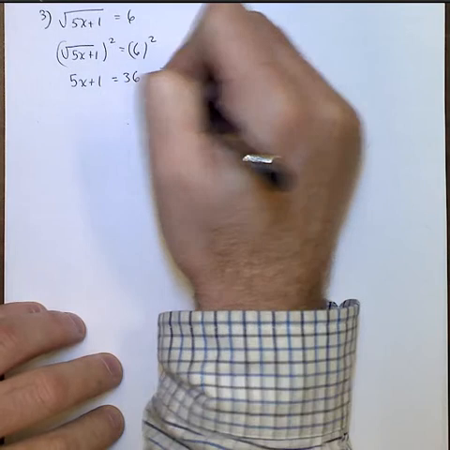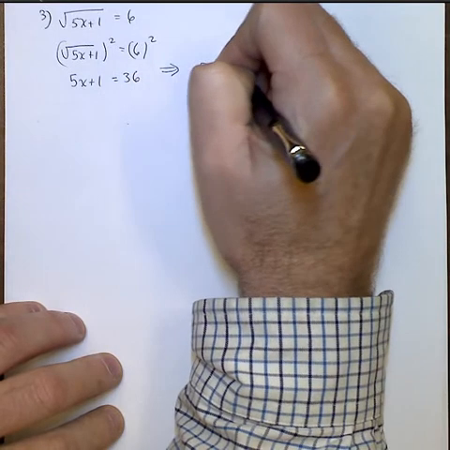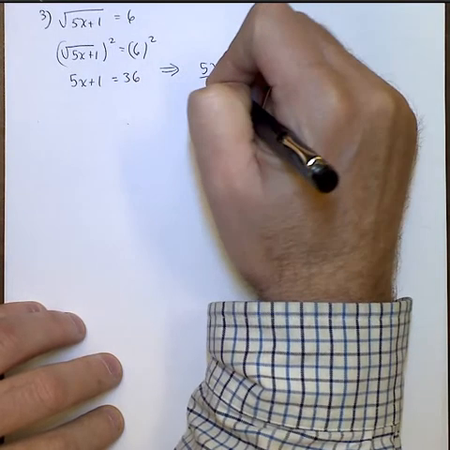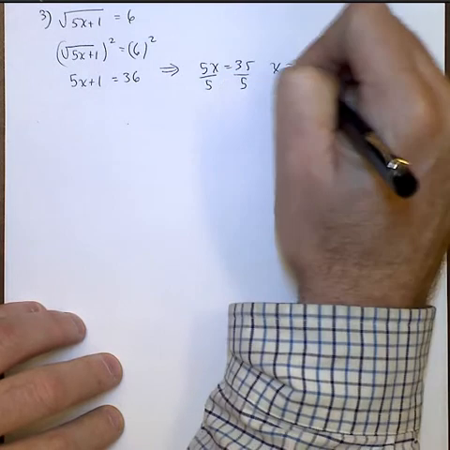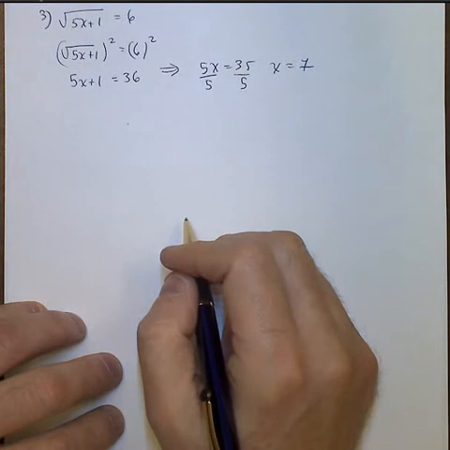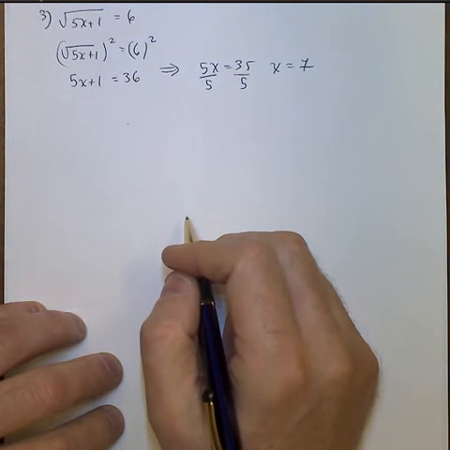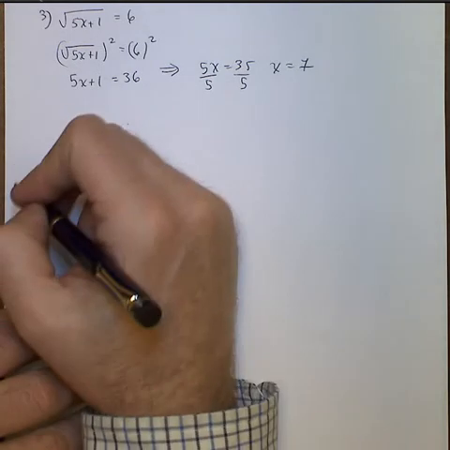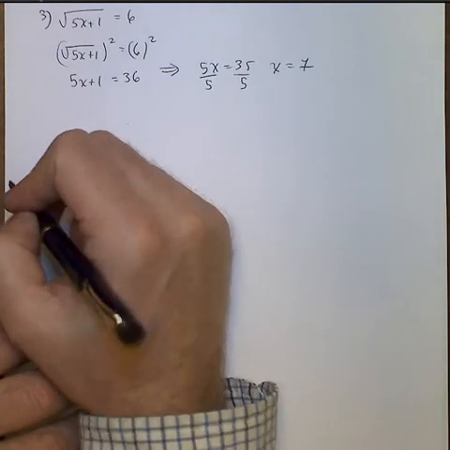We subtract 1 from both sides, we get 5x equals 35. Divide by 5, and you get x equals 7. So isolate the radical, raise both sides to an exponent of 2, and solve. So that would be how you do number 3. Let me go ahead and show you number 13.